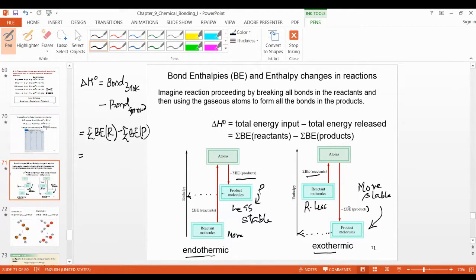So just remember that this is the summation of the bond energy required to break down the reactant minus the bond energy released when the products are formed. So in this way, you just write down this and then you go to the example.